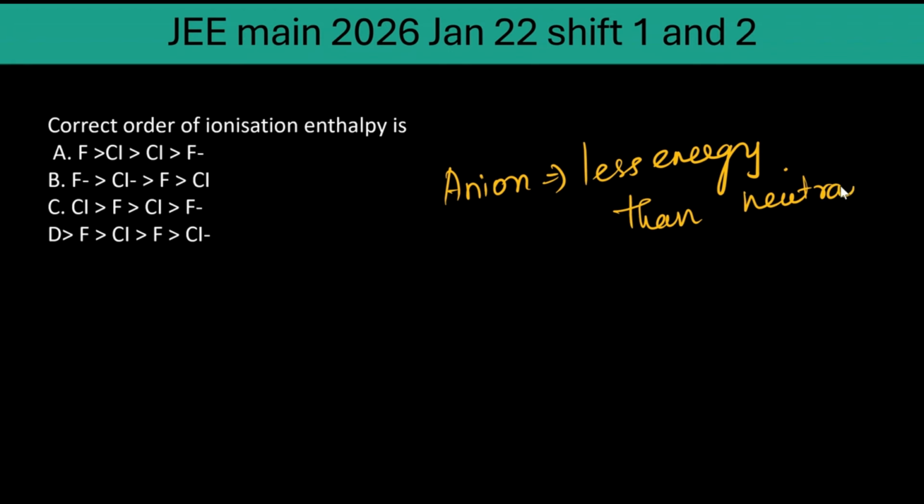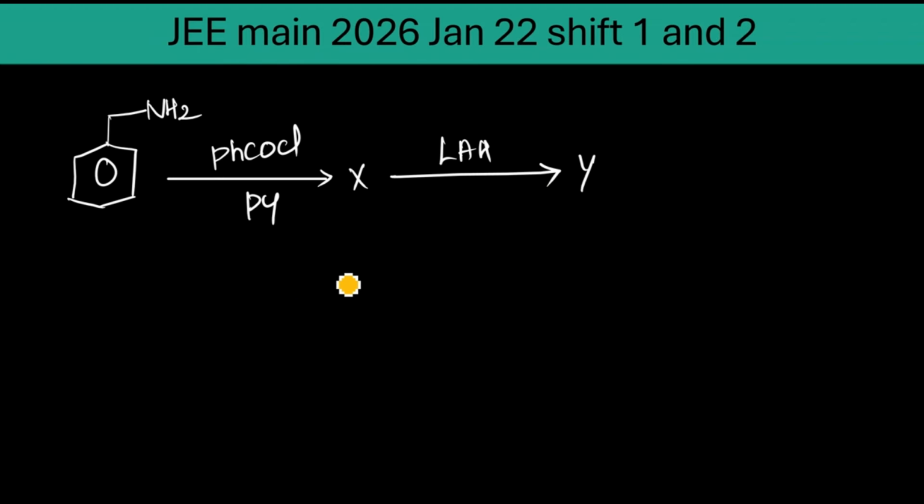Okay, so here I have F minus and Cl minus. Fluorine, we know, will have the highest ionization enthalpy, and that is neutral also. So I'm taking fluorine, then comes chlorine, then we have Cl minus and F minus. Okay.